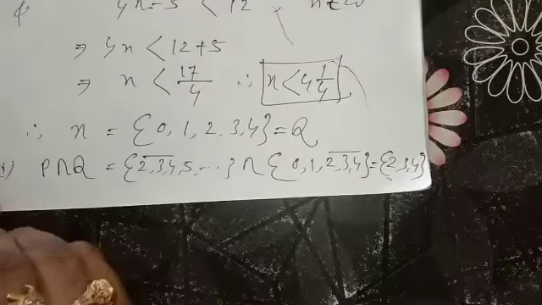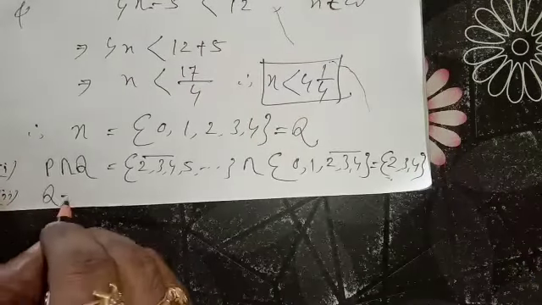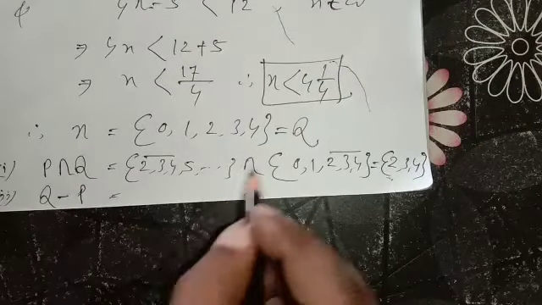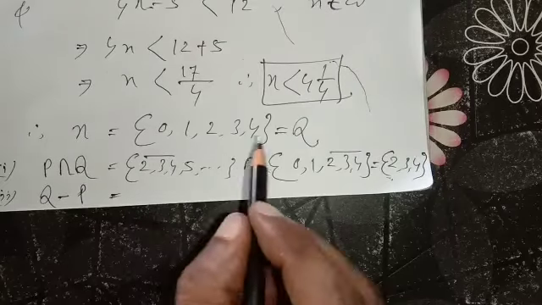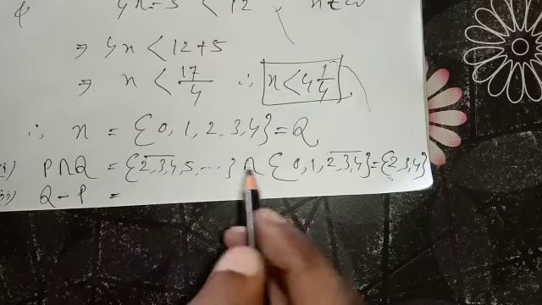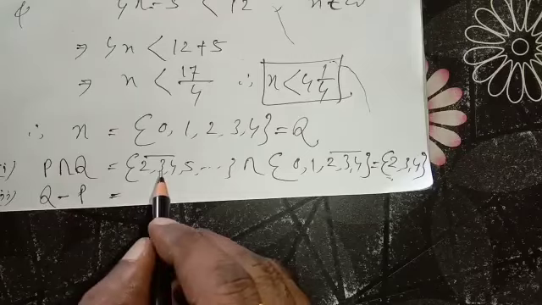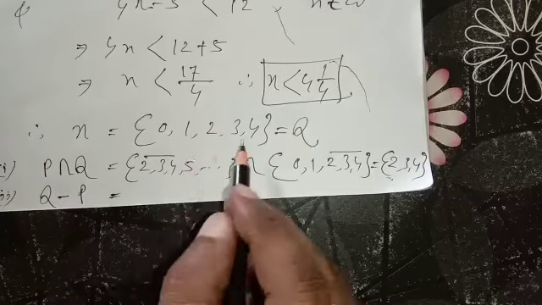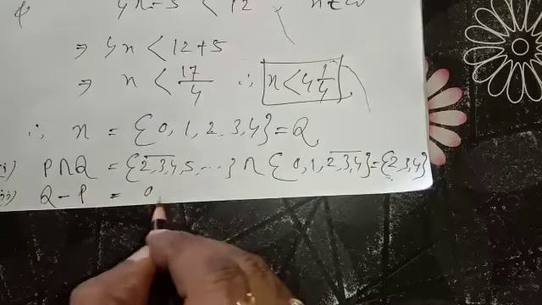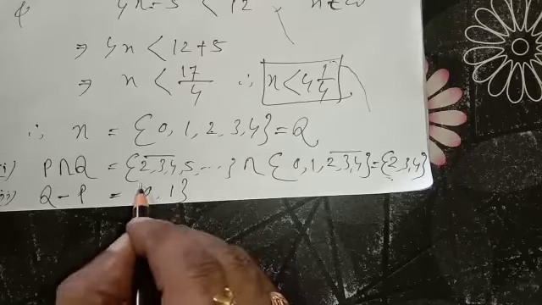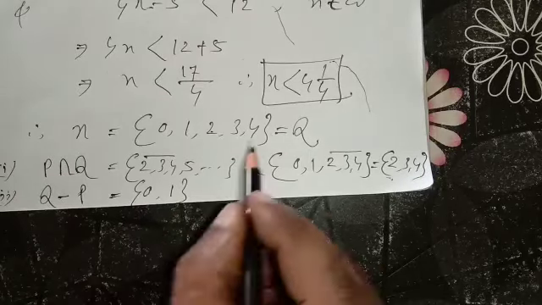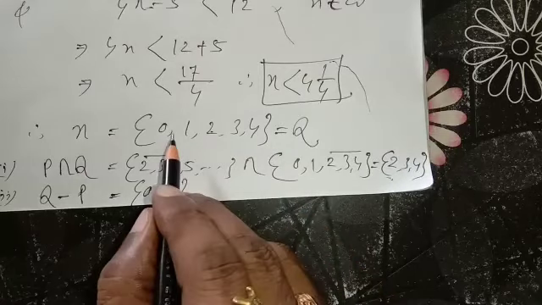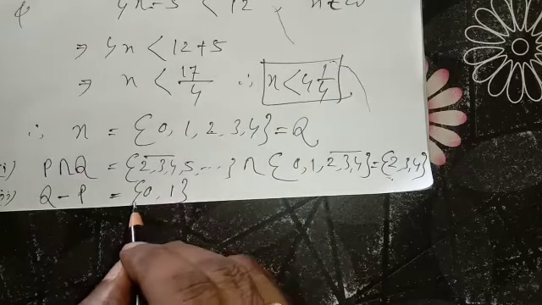Next, the second part: you have to find Q minus P. The Q set contains 0, 1, 2, 3, 4, minus the P set. P set means 2, 3, 4. That means from the Q set, if you omit the common elements 2, 3, 4, what is left in the Q set? 0, 1 are left. Q minus P means from the Q set you omit the common elements, and the remaining elements present in the Q set, that is 0, 1, is the answer.